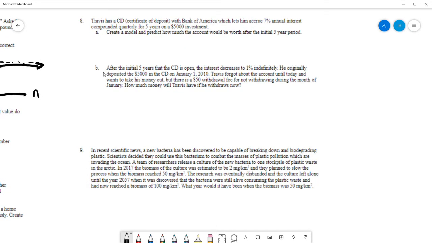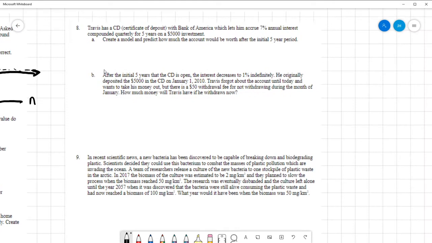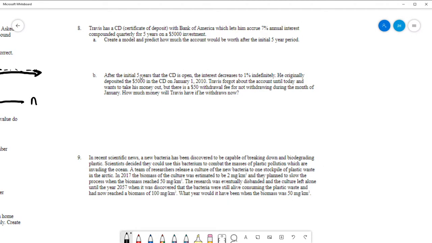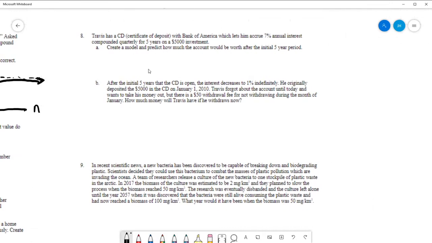Then we look at part B, and I think that we could use some clarification here on what's going on. So it says after the initial 5 years that the CD is open, the interest decreased to 1% indefinitely. What that means is essentially a CD tends to have kind of like a contract of, okay, we'll give you this interest on this deposit. We'll give you this 7% for 5 years, but then after 5 years, we're not going to keep giving you that good of a rate. We're going to decrease the rate to 1%.